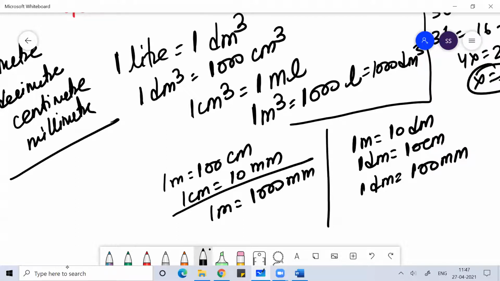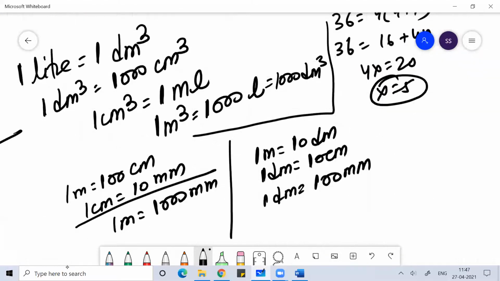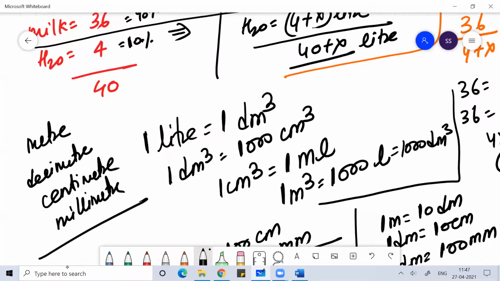So very basic. Whether you like physics or you don't like it, maths will never go away from you. So remember that. Here when we are talking about cube, we are talking in terms of volume. So remember these things.